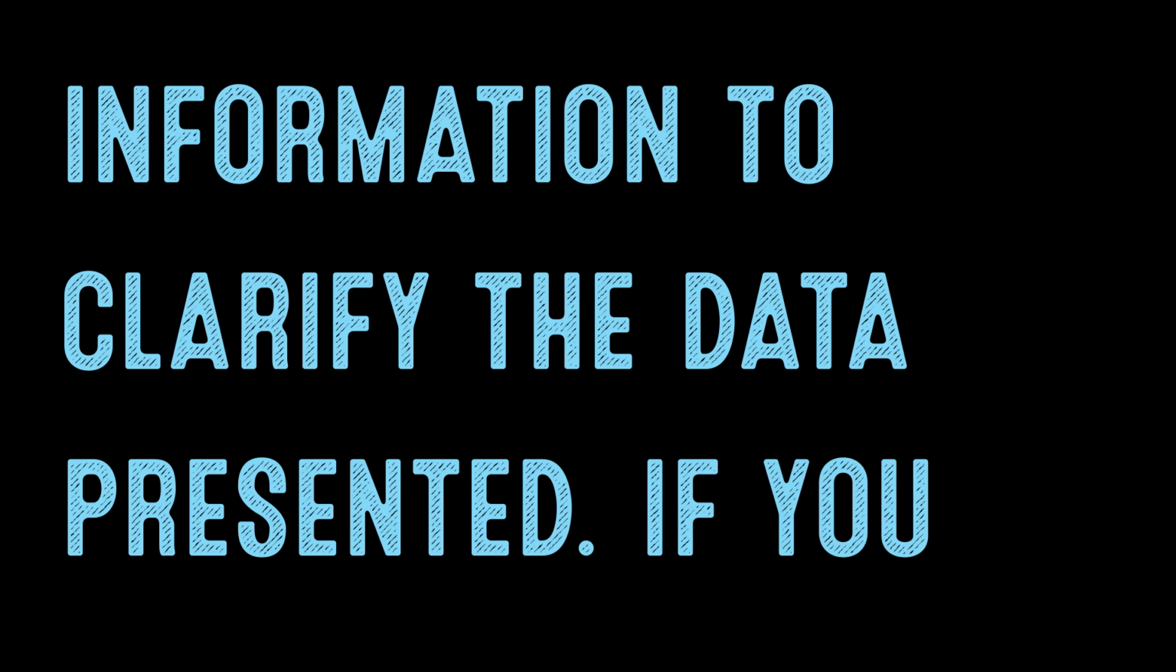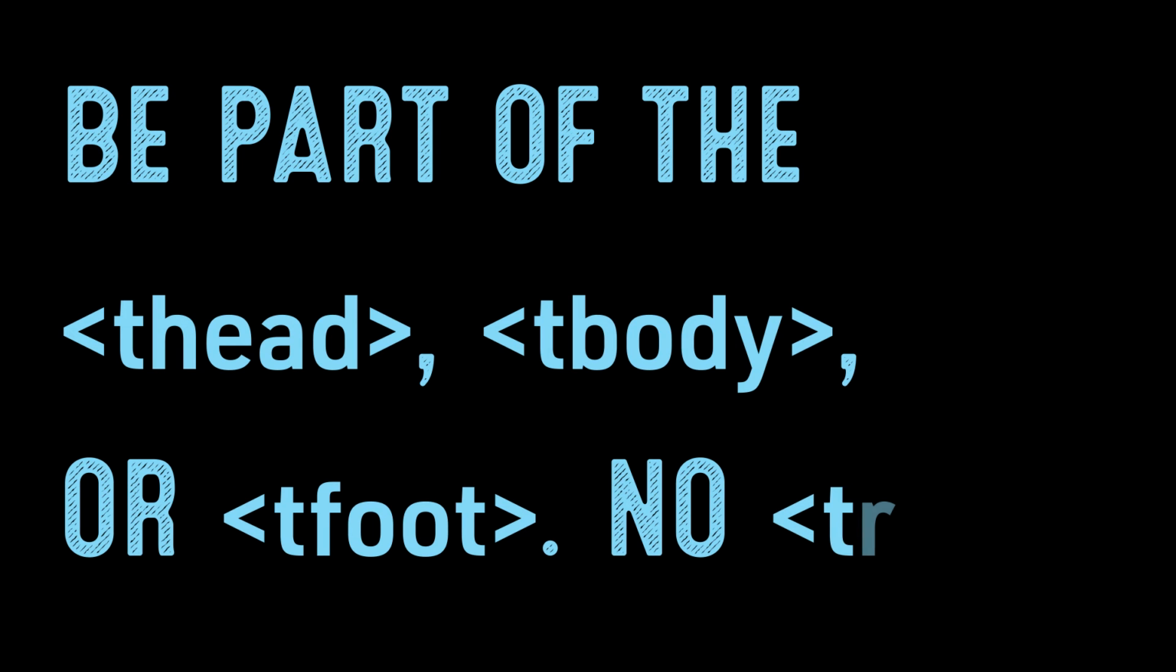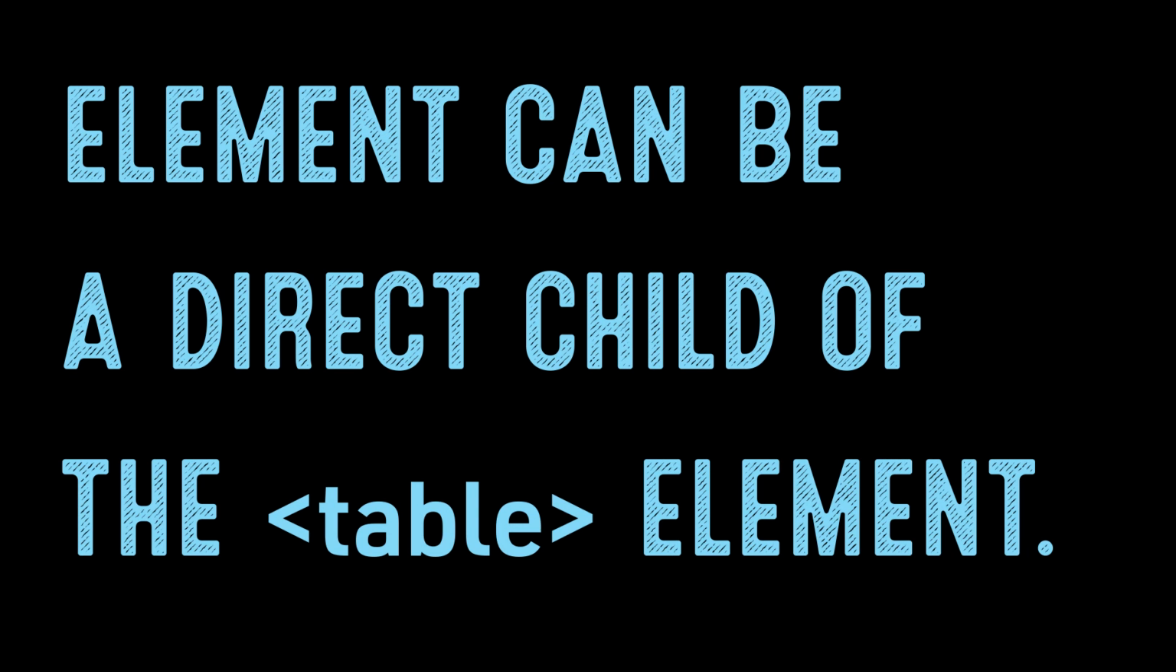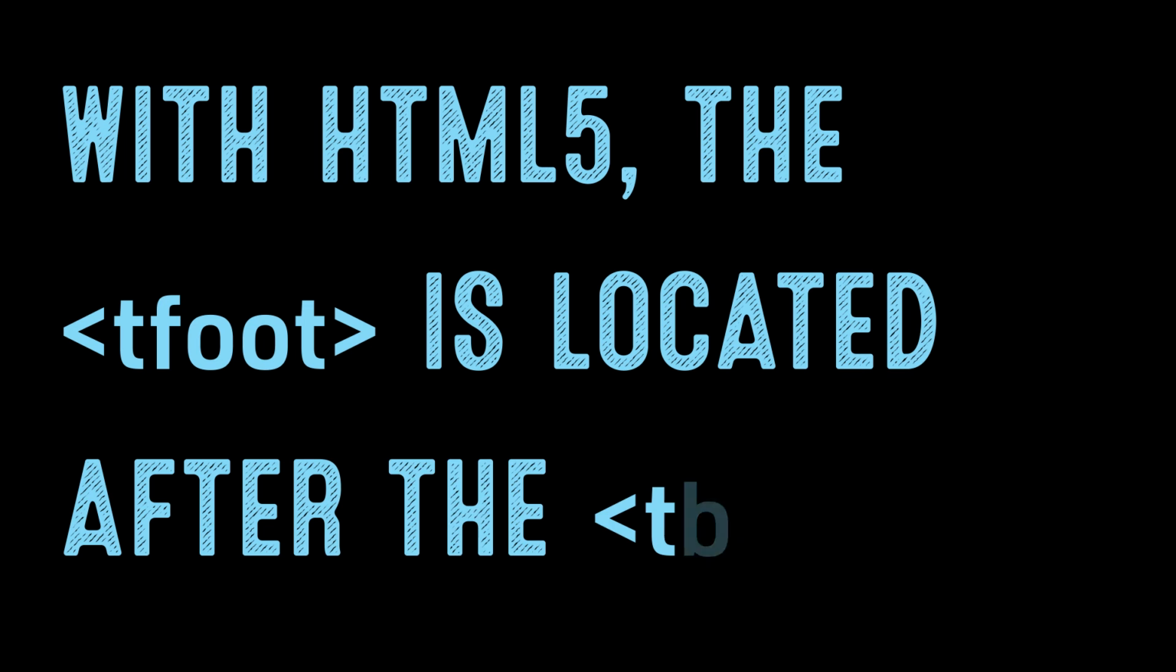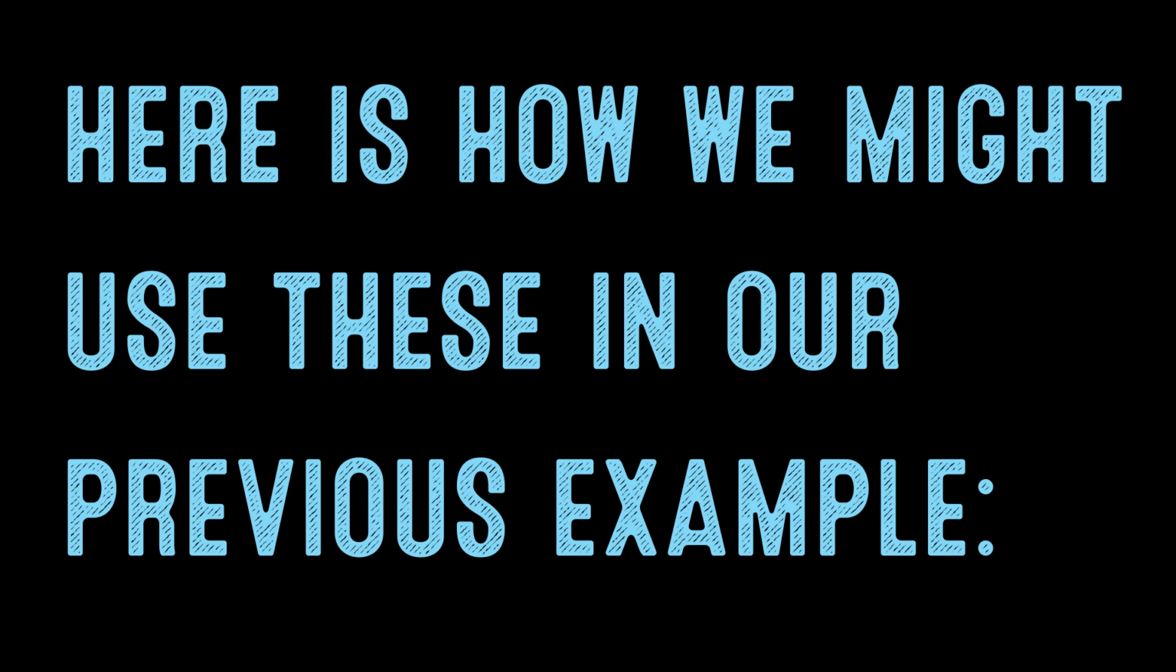If you're using the table head element, all table row elements must either be part of the table head, table body, or table foot. No table row element can be a direct child of the table element. With HTML5, the table foot is located after the table body. Here is how we might use these in our previous example.